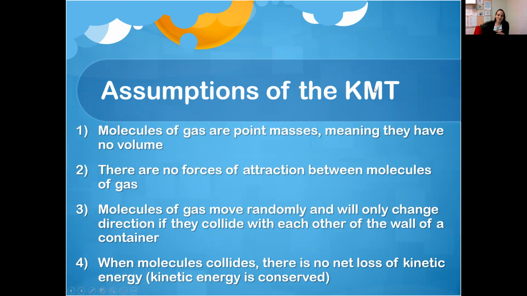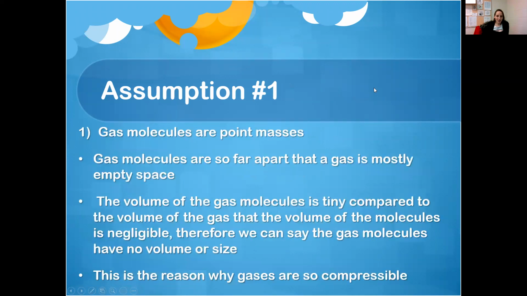The third assumption is that molecules of gas move randomly and will only change direction if they collide with something, whether that be another molecule of gas or like the wall of a container. Other than that, they'll just move in a straight line, hit something, bounce off, move in a straight line again. And the fourth assumption is that kinetic energy is conserved when molecules of gas collide, meaning that there's no loss of kinetic energy. Now, as we go through this and kind of explain all of these, you'll start maybe seeing why they don't always apply in real life.